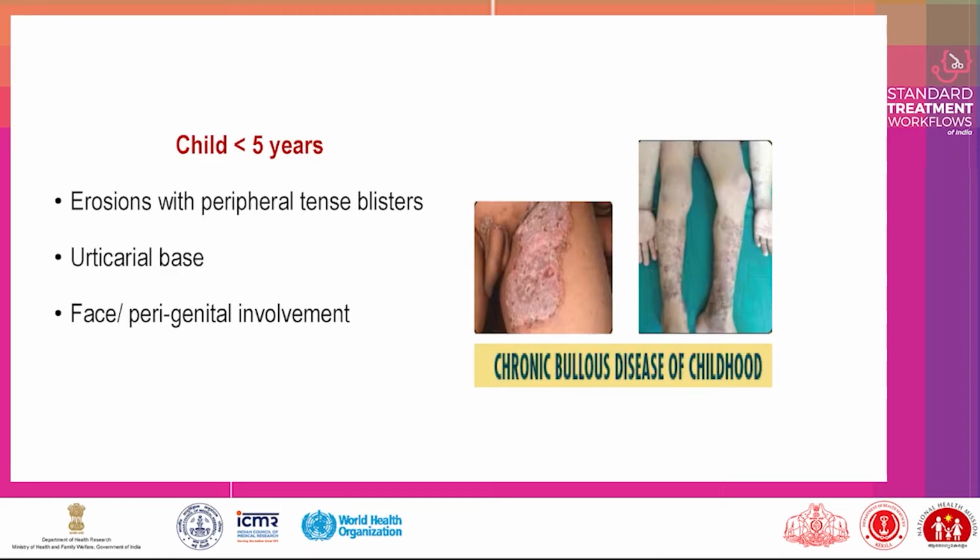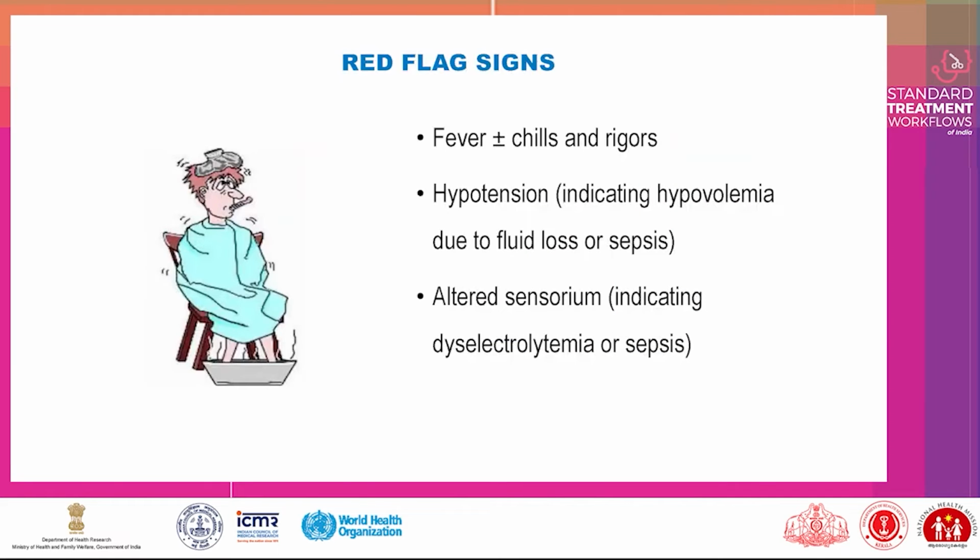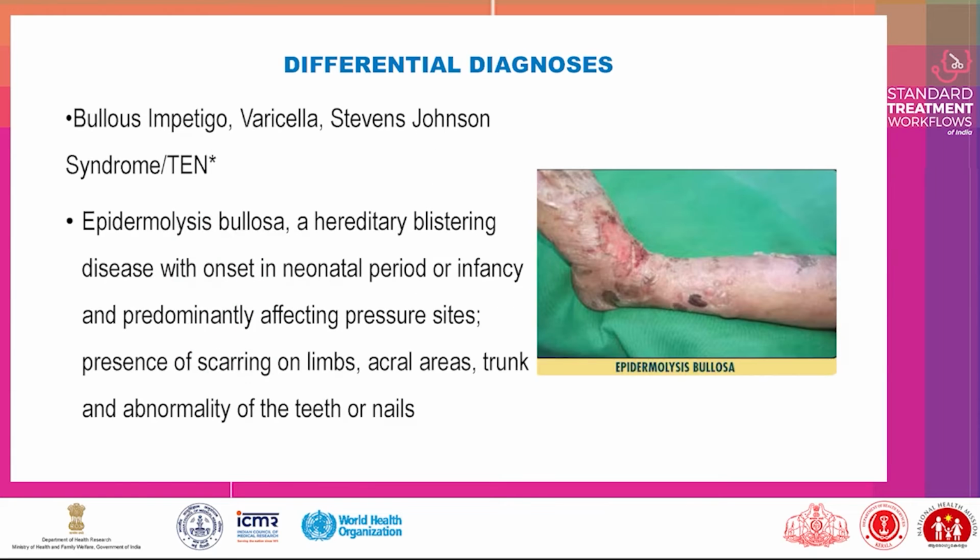Child under the age of 5 years, erosion with peripheral tense blisters, urticarial base, face or perigenital involvement: this is chronic bullous disease of childhood. Red flag signs: fever with or without chills and rigors, hypotension indicating hypovolemia due to fluid loss or sepsis, altered sensorium indicating dyselectrolytemia or sepsis. Differential diagnosis: bullous impetigo, varicella, Stevens-Johnson syndrome.